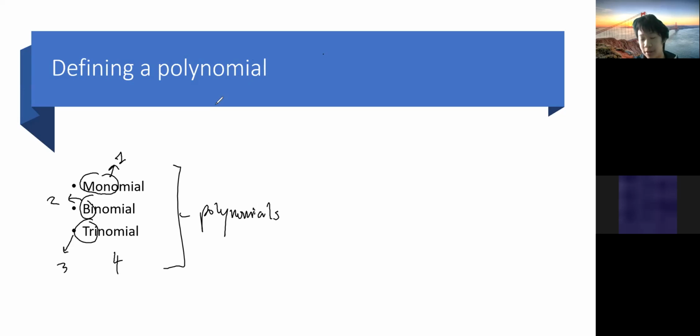If we had 4 terms, that would still be a polynomial. 5 terms, polynomial. 6 terms, polynomial. There's just no special words for those, but they're all polynomials.